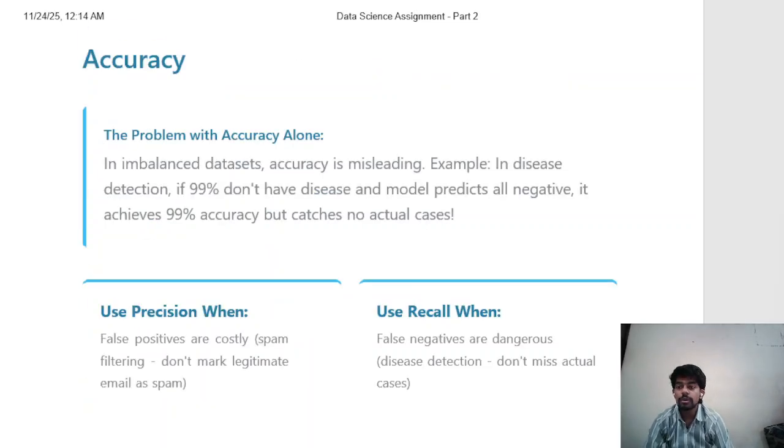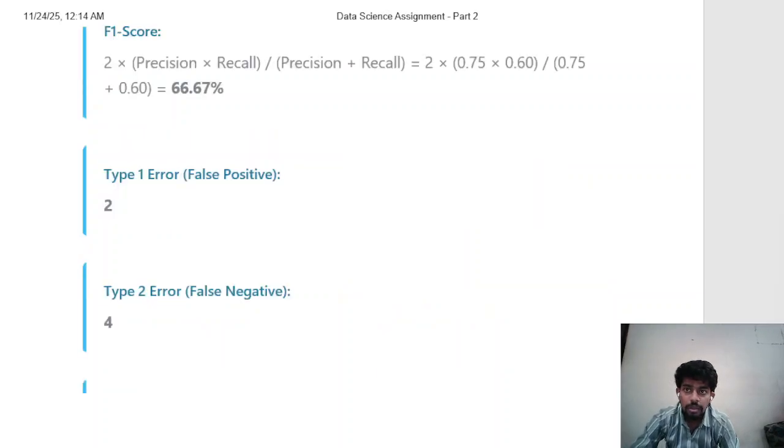Let's see some more calculations first. The F1 score is the harmonic mean of precision and recall, a balanced metric. We calculate 2 times precision times recall divided by precision plus recall.